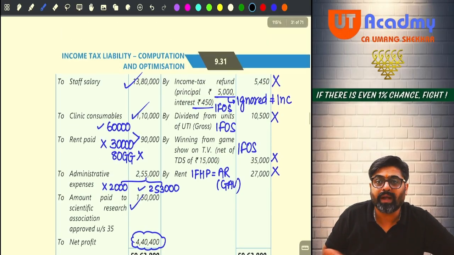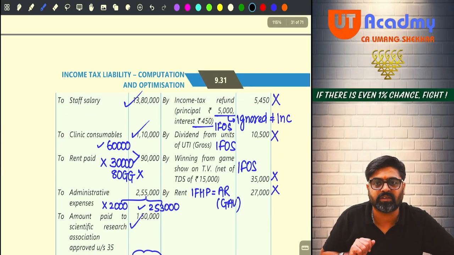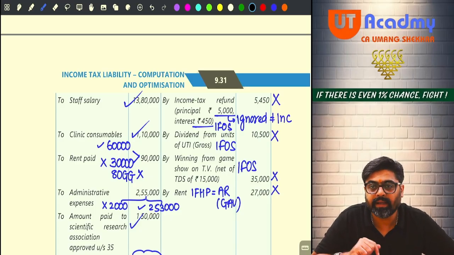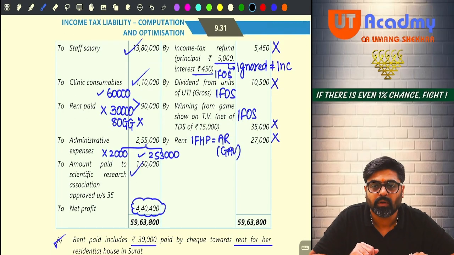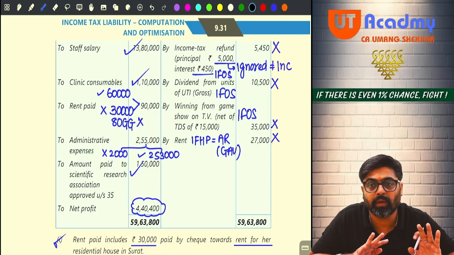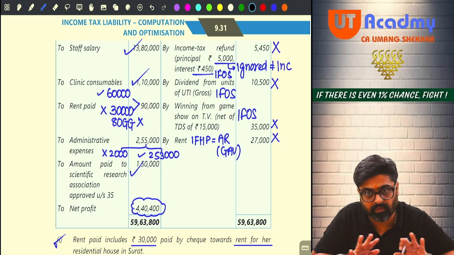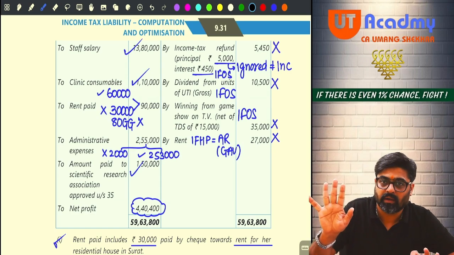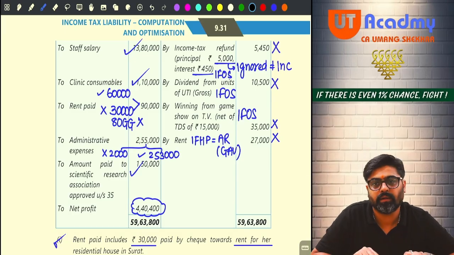Now wait. Look at your expense side. Under the expense side, are there any expenses disallowed? Yes. 30,000 rent is disallowed. So add 30,000 rent. Then add 2,000 administrative expense. If you are not following 115BAC, yes or no? If you are not following 115BAC, then scientific research donation is allowed. So no need to add it. Okay? Then come to the right side.